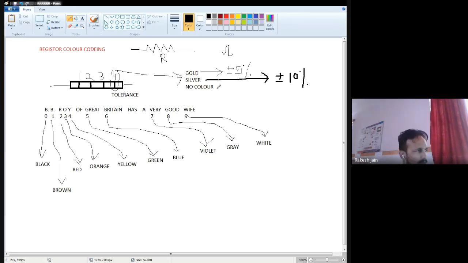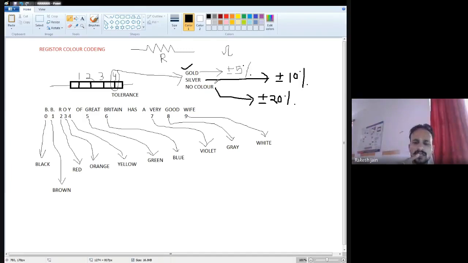Always remember this thing: 10%. If no color is there, it means no color band is at the fourth position, which means plus minus 20%. But most probably you will see the gold color over there. So remember, the fourth color band of a resistor is known as the tolerance band.